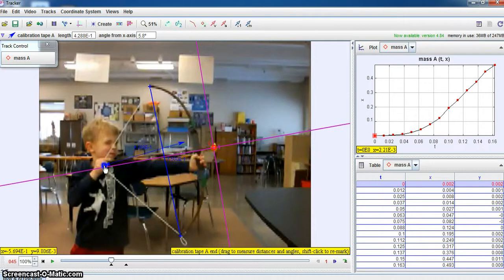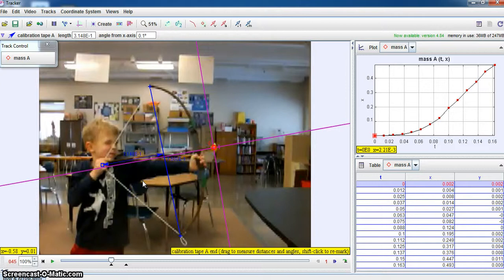So I'm going to go from where his hand is to where the equilibrium position is on here. And so this is going to measure the distance that he's drawn this back. And we have it about 0.3, it looks like. Okay, so it looks like he's pulled it back about 31 centimeters. So that's the distance that I'm going to use in that calculation for the elastic potential energy.